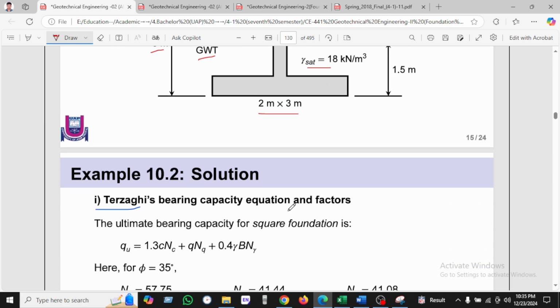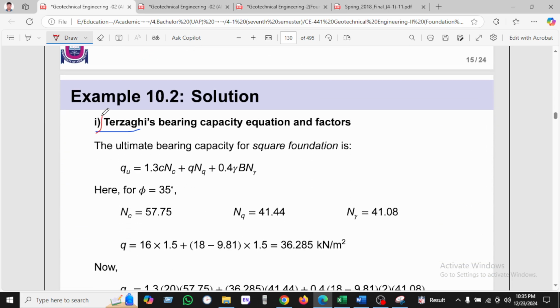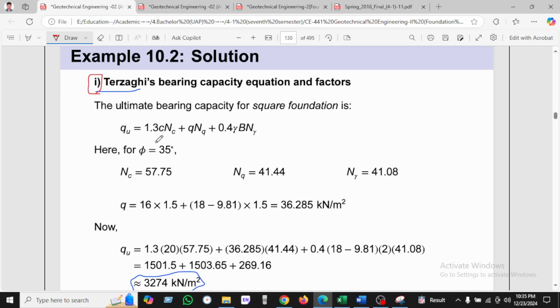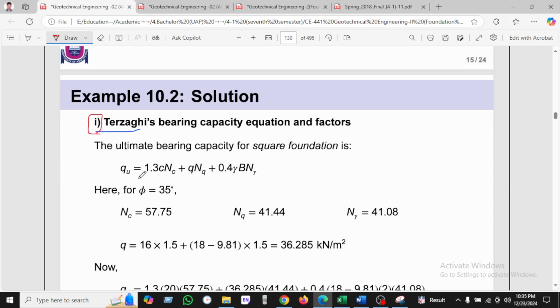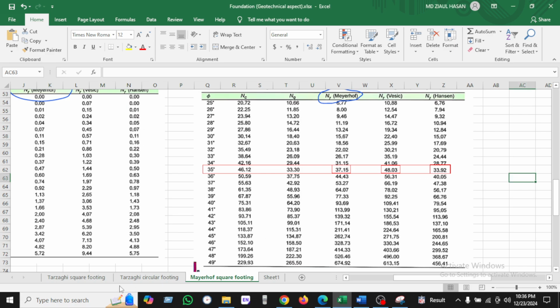So let's start. As a solution, at first I will try to solve this question with Terzaghi's bearing capacity. As we know, this is a rectangular footing, that's why we will use the ultimate bearing capacity equation 1.3 c Nc plus q Nq plus 0.4 gamma B N gamma. So for phi 35 we will find Nc as 50.75, Nq 41.44, and N gamma 41.08.